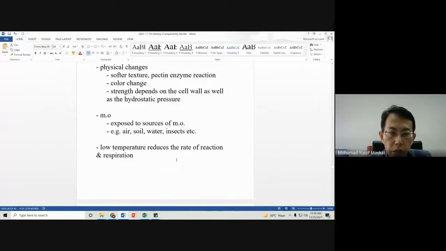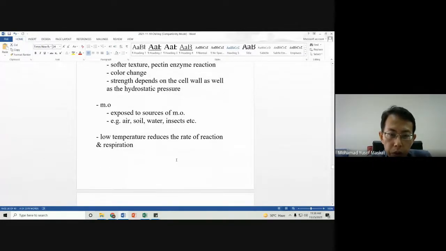Okay, and then also there are microorganisms, exposed to sources of microorganisms: air, soil, water, insects, etc. So it depends on where it is being planted, how it is being harvested. Are there other animals nearby that will contribute to the contamination?